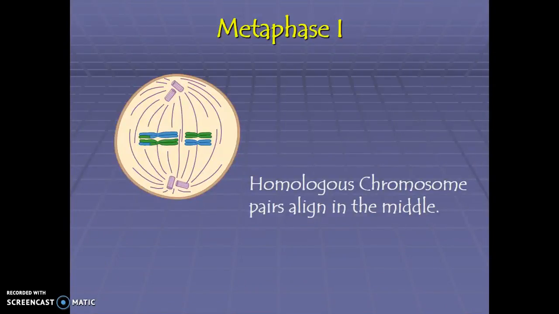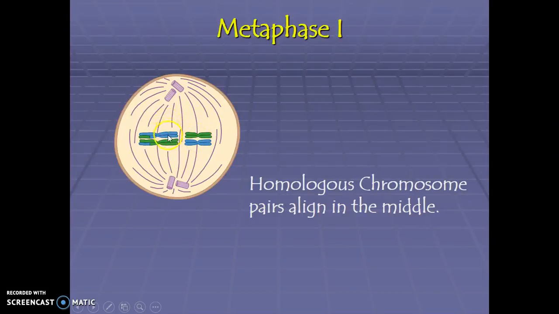Prophase is followed by metaphase I. Remember, meta means line up in the middle, so chromosomes are going to line up in the middle. The one difference is that instead of one line of chromosomes, now our homologous chromosomes line up. The one from mom and the one from dad line up. 23 pairs, so you'll have 23 pairs in these two rows. And the spindle fibers are going to attach to the centromeres just like before.